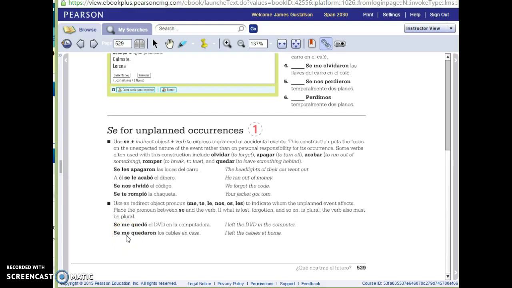So it's a bit of an odd construction for an English speaker with the verb "quedar." But the pattern is the same. The "se," the indirect object pronoun, me, te, le, nos, or les, and then your third person verb form, which must agree with the noun that follows. Here it's plural because cables is plural. Here it's singular because DVD is singular. And again, all this is an unplanned occurrence, as you can see. Headlights going out, running out of money, forgetting the code, getting your jacket torn, leaving things behind. All of these are unplanned experiences. That's what this construction is used for.